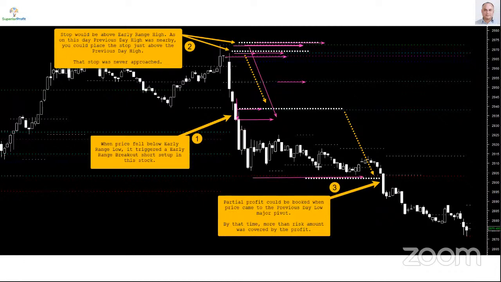It hit some of the pause lines. Not sure if risk distance was covered by that time. If so, we would exit the trade. Pause lines are also exit levels. If not, we would wait for price to come to the next major pivot, that's previous day's low, and we would exit. For sure, we would exit partial profit. We wouldn't wait for the price to go down. In this case, it did, but when we took the trade, our theory was that risk distance has to be covered.